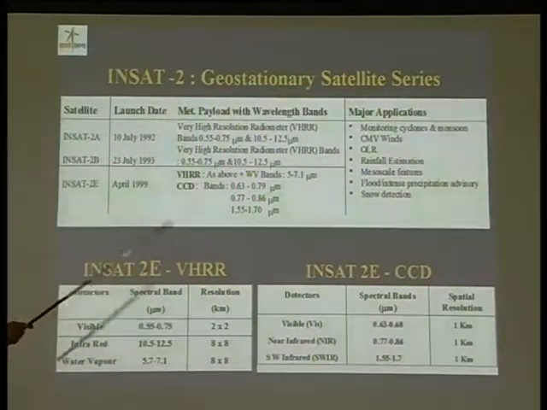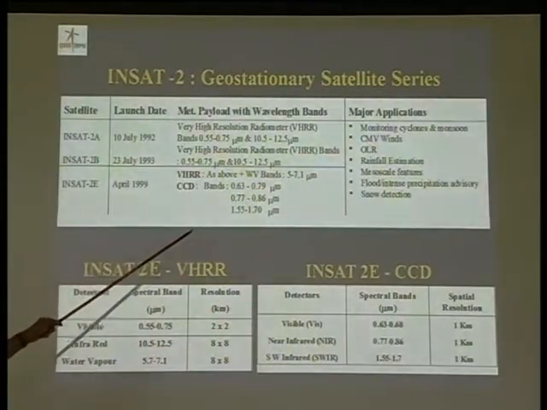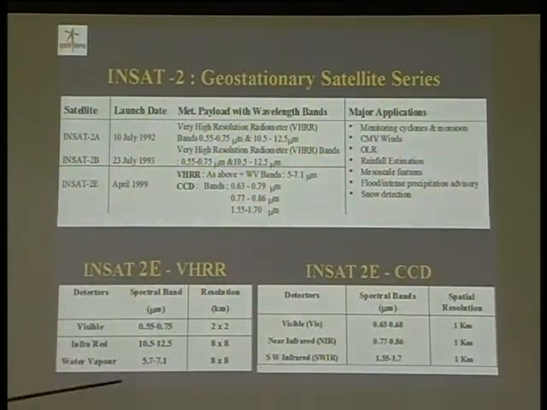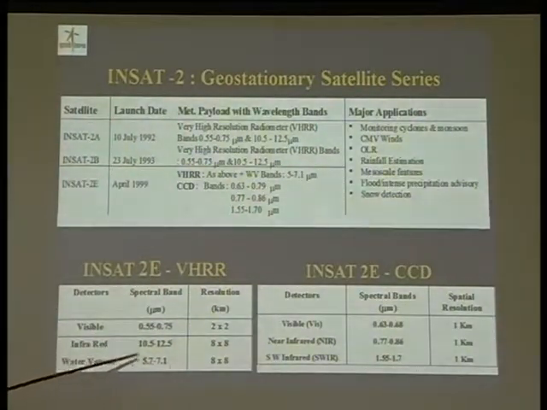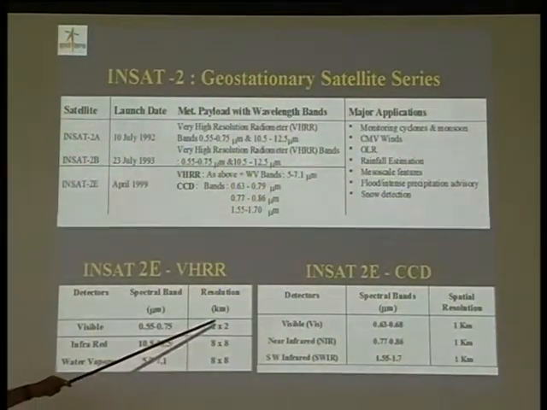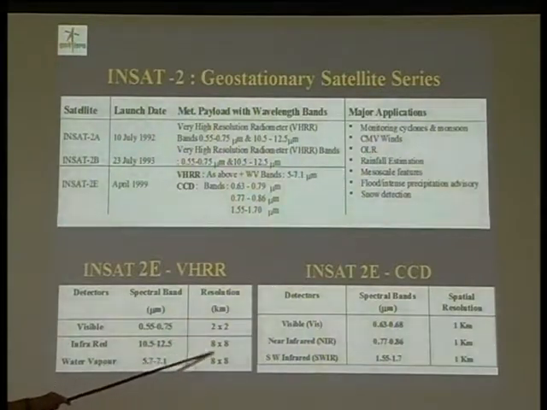So a few applications were added from INSAT-1, that is the water vapor winds, that is the winds over upper troposphere that come from water vapor bands, and upper tropospheric humidity, and a few more applications like mesoscale features that come from CCD bands. So these are the bands which we had in INSAT-2E, VHRR, one additional band here, water vapor. So resolution was 2 km and 8 km in infrared.